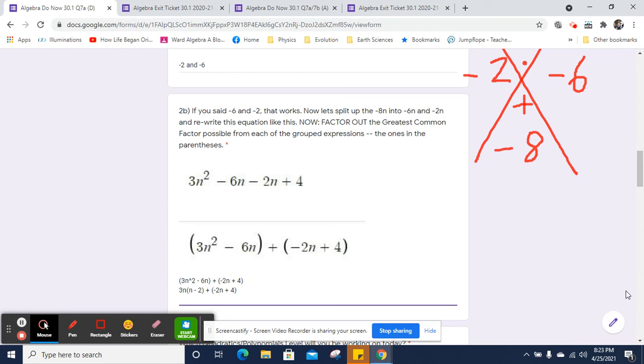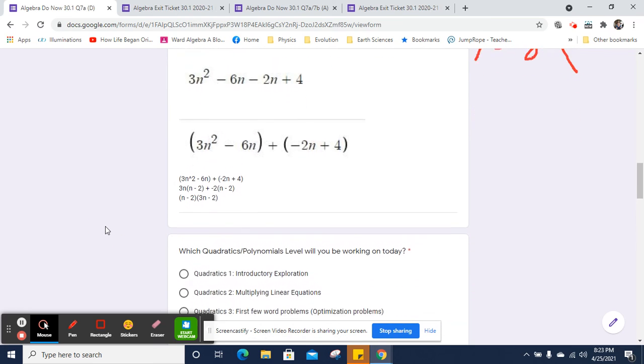Then over here, the largest thing I've got in common is a 2 or a negative 2. I'm going to go with the negative 2. I get the negative 2 out of there. That just becomes n. And 4 divided by negative 2 is going to be negative 2. And look, I've got the same factor here and here. That means I could use the distributive property once again to factor this whole thing. So n minus 2 times 3n, and that's a plus negative 2, so that's a minus 2 as well. And I have factored this quadratic. So I hope that makes that clear.